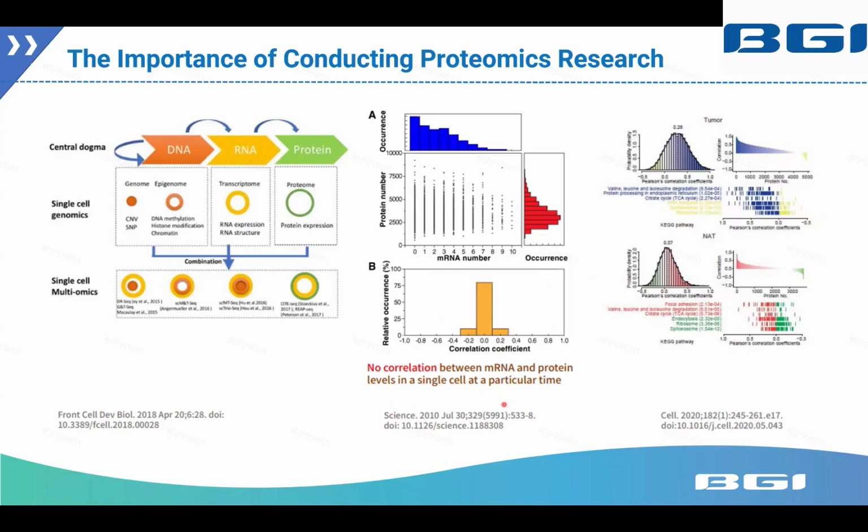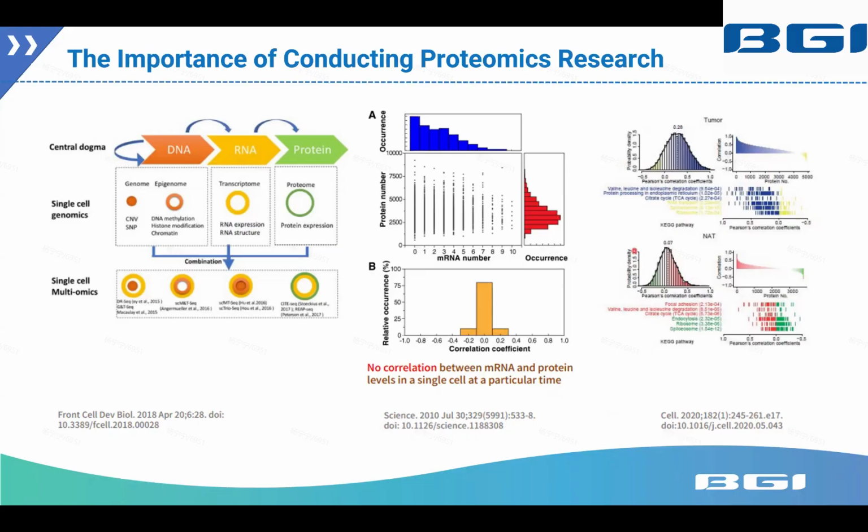In a single cell at a specific time, there is no simple correlation between mRNA and protein levels. This means that mRNA and proteins do not have a simple corresponding relationship at a given moment. It also shows the complexity of the life process. We can't just infer protein conditions from mRNA alone. We need to do more comprehensive, multi-omics research to deeply understand the biological process. Therefore, combining different omics fields can better help us understand the mechanism behind biological processes.